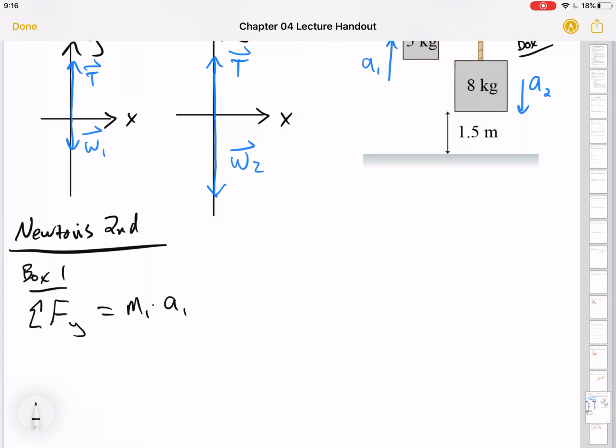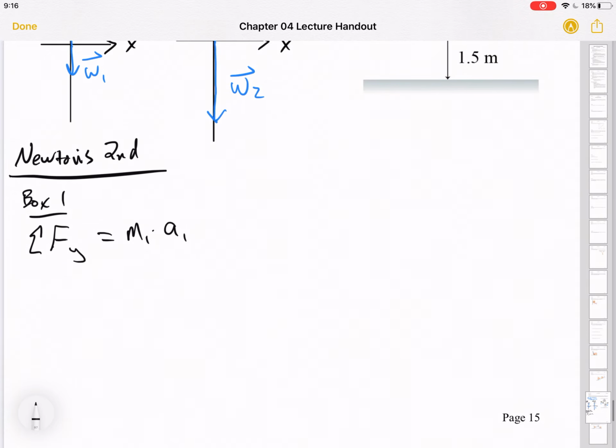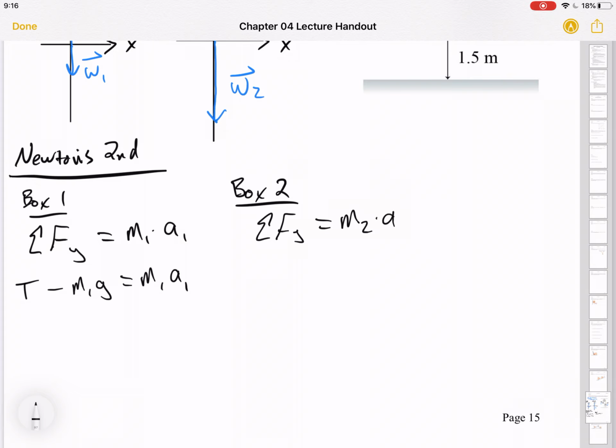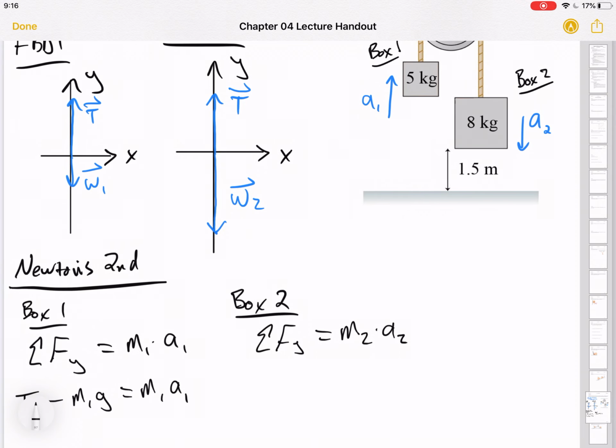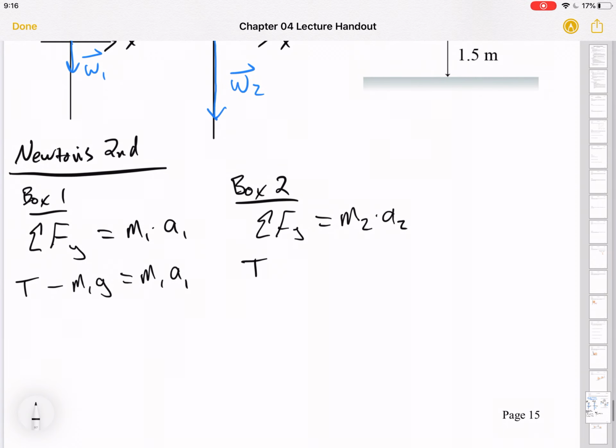There's tension upward and weight downward. So that's going to be tension minus M1G equals M1A1. Okay, and for box 2, the sum of the y direction forces is M2A2, and the 2 forces on box 2 are tension upward and weight downward again. So I've got T minus M2G equals M2A2.